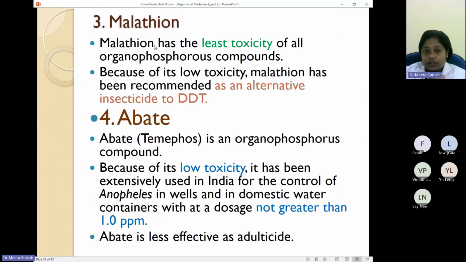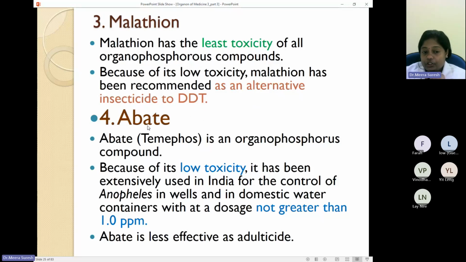Then we have malathion. It's actually an organophosphorus. The other two that we discussed now, that is DDT and HCH, are organochlorines. And malathion and abate are organophosphorus. Malathion is actually the least toxic of all organophosphorus compounds. And because of its low toxicity, it is considered an alternative insecticide to DDT. Remember this, it can be asked as an MCQ.